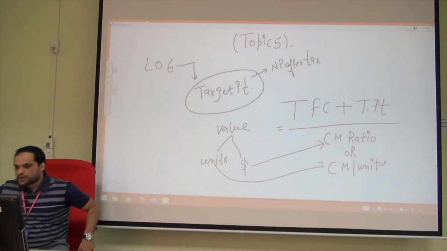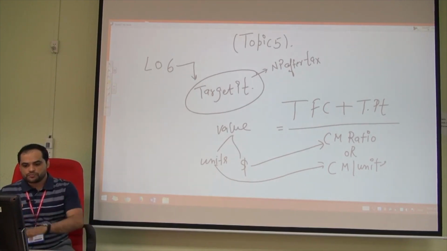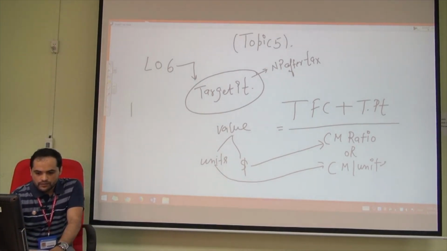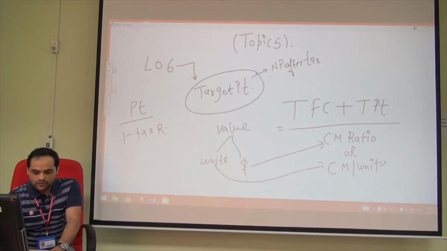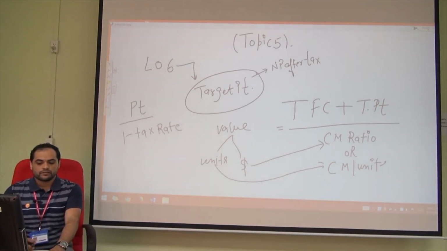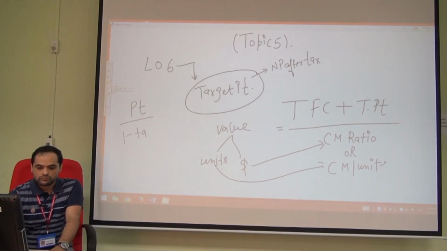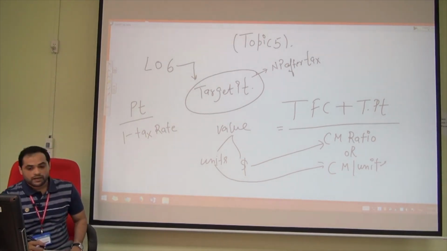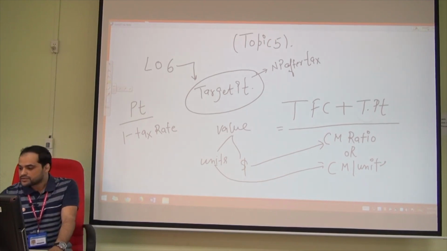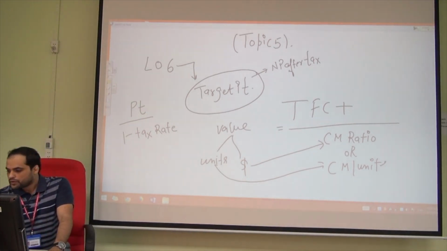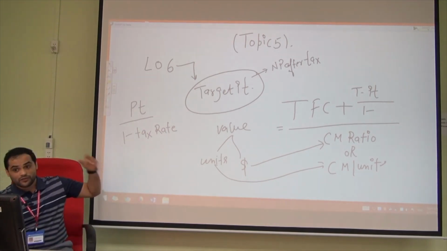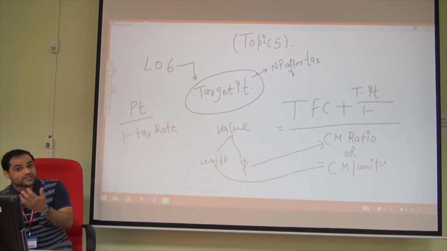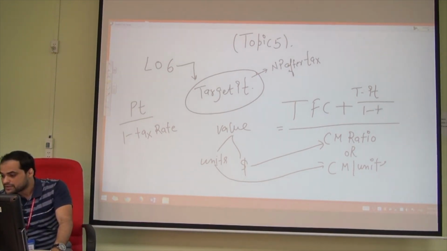If you want to convert profit after tax into before tax, the formula is profit divided by 1 minus tax rate. So I'm going to fix this one here: profit divided by 1 minus tax rate. Better I use the word target profit, because it's a target profit that we want to achieve. So target profit before tax equals target profit after tax divided by 1 minus tax rate.